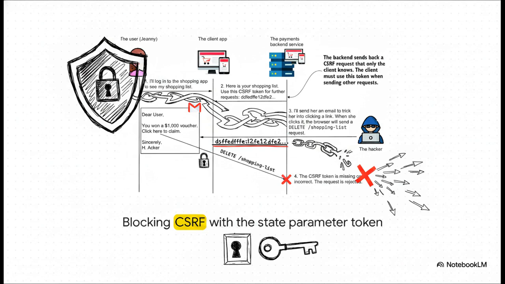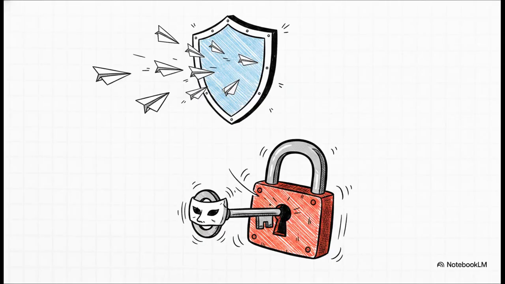When the hacker tries to trick Jeannie's browser into sending that malicious delete request from that totally different gift card origin, the hacker has absolutely no way of knowing or guessing that unique, session-specific state token. The request arrives at the Acme server, the server looks for the state token, sees it's missing or incorrect, and instantly rejects the request. The CSRF attack is completely thwarted, just like that. So, OIDC gives us the state parameter to ensure every single request actually originated from a legitimate client session.